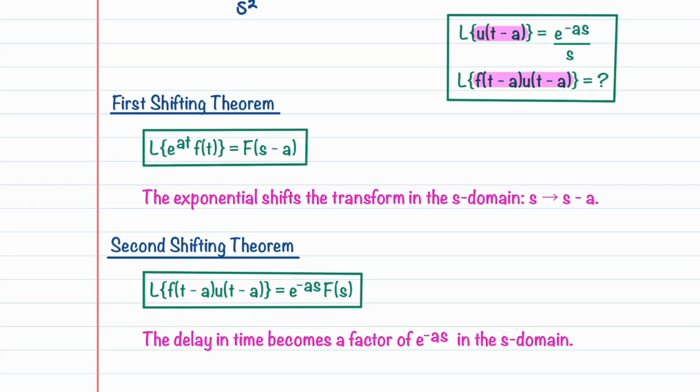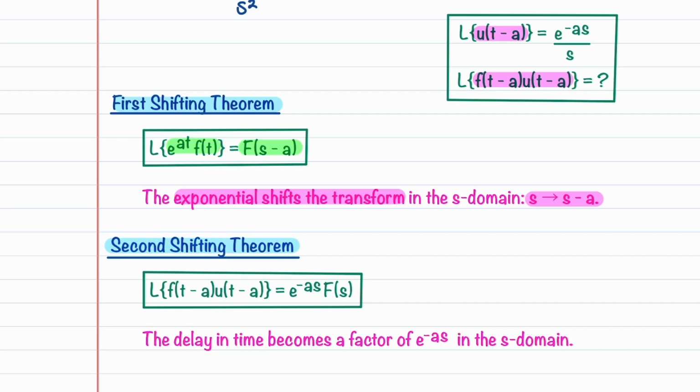Before we talk about the second shifting theorem, you might be wondering, well, what is the first shifting theorem? The first shifting theorem tells us that the Laplace transform of e to the at times f of t is just f of s minus a. The exponential shifts the transform in the s domain, and s becomes s minus a.